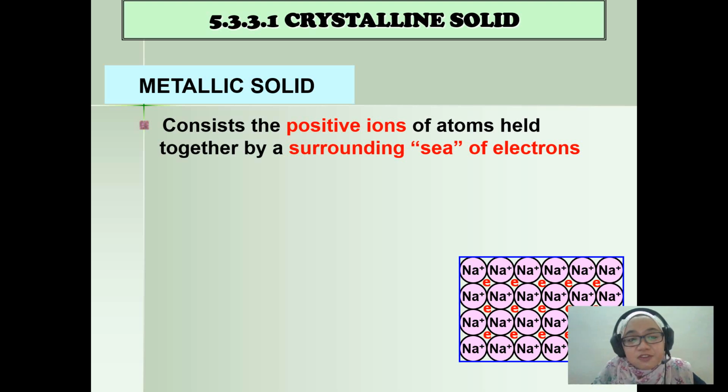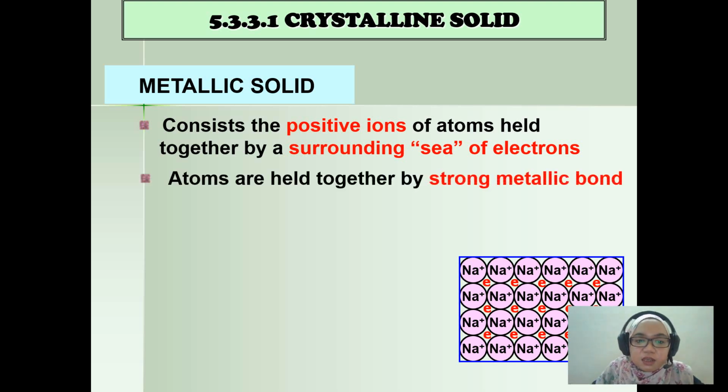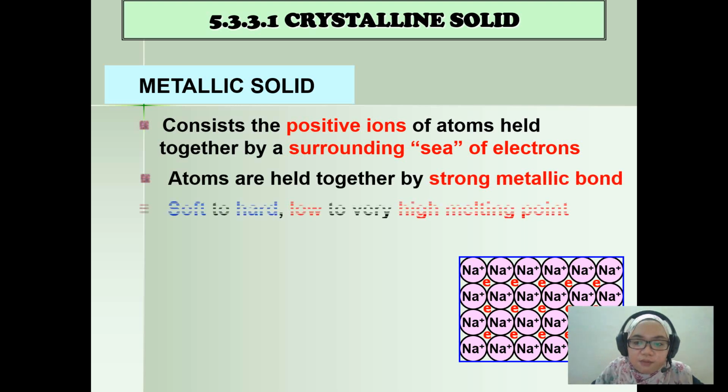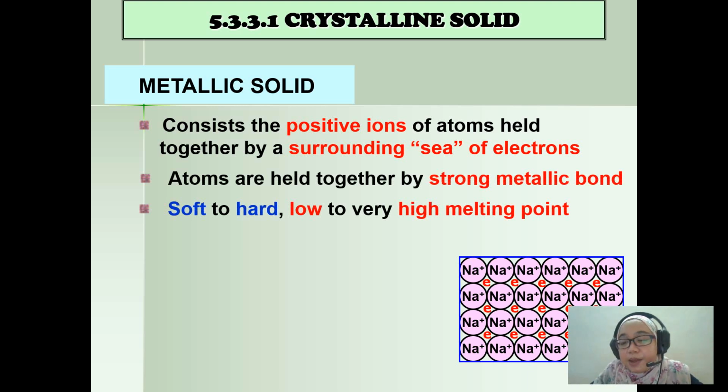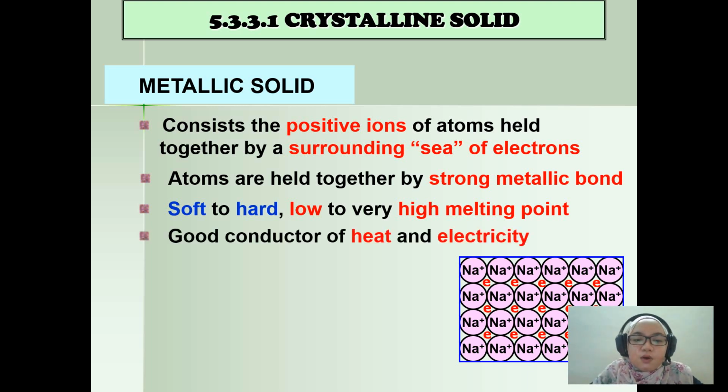So this is metallic solid, is very strong, okay? So it is a positive ion of atom held by the surrounding sea of electrons. So atoms are held together by strong metallic bond. It can be soft to hard and has low to very high melting point, depending on the type of metal, the type of element, sodium or magnesium or aluminium. Okay, and metallic solid is a very good conductor of heat and electricity. Why? Due to the delocalized sea of electron tadi. Okay, and it is also malleable and ductile.